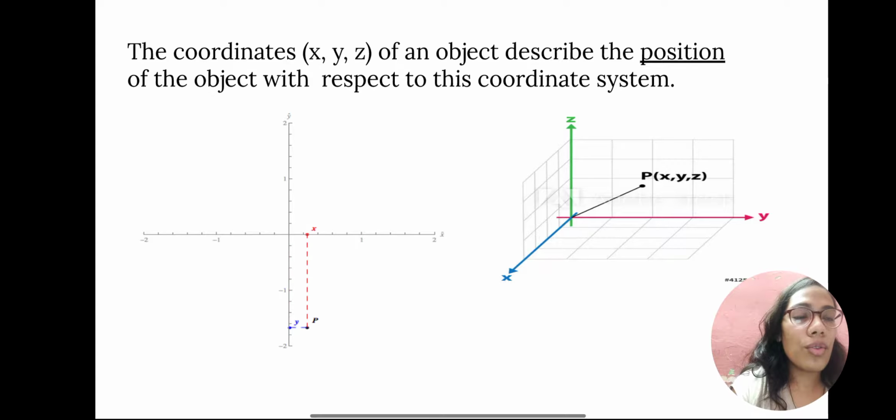Now we want to calculate the position of an object which is placed at P. We need to find its coordinates. The distance from the x-axis is x, from the y-axis is y, and from the z-axis is z. So the coordinates of P will be x, y, z, which are its position. If the point P, where our object is placed, is moving, the coordinates will be changing continuously.